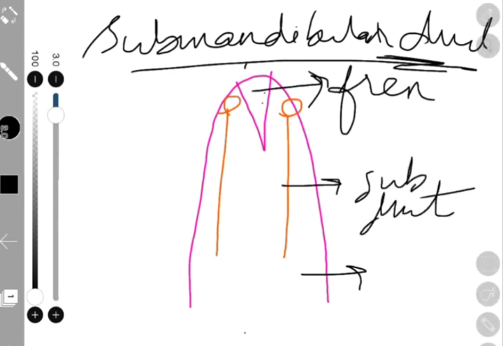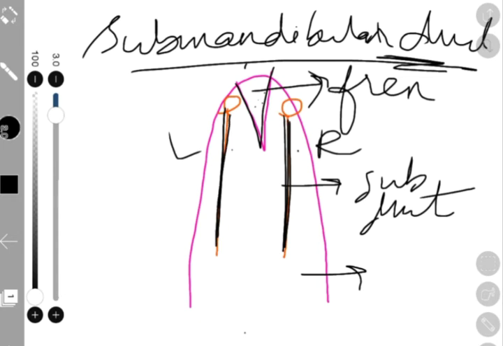So the duct opens on the floor of the mouth on either side of the frenulum of the tongue. Say this is your left side and this is your right side. Since you have two submandibular glands, you will have two submandibular ducts. So they open on the side of the frenulum of the tongue. So this is about the submandibular gland duct.